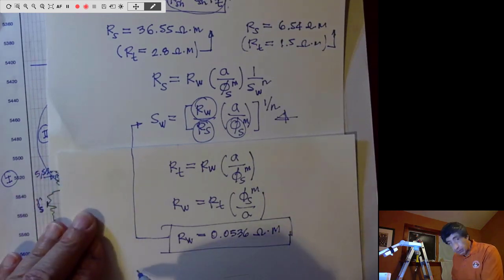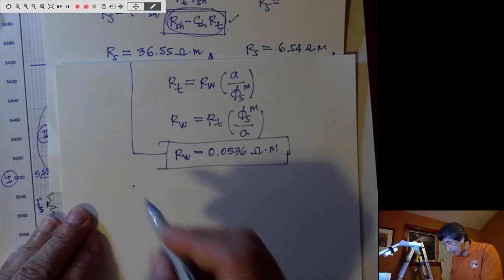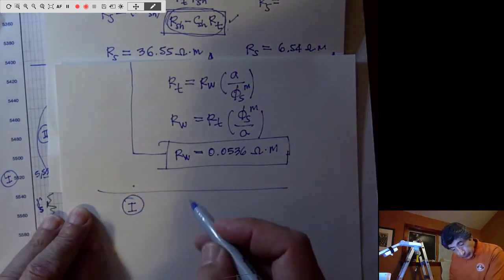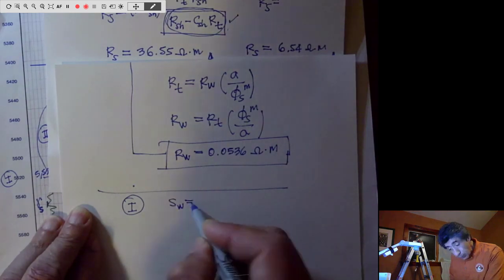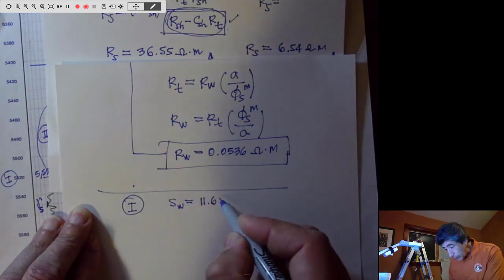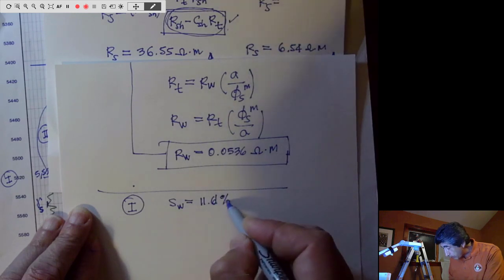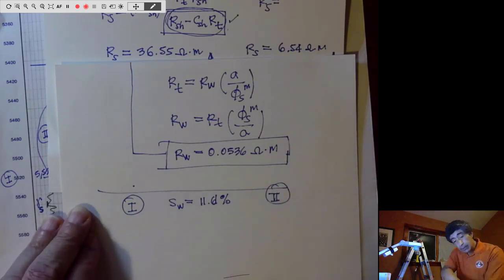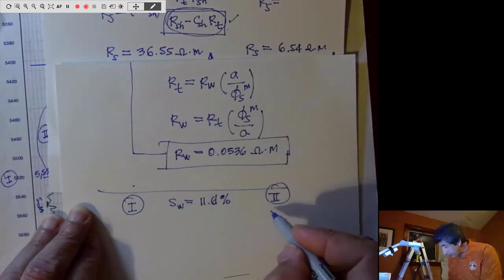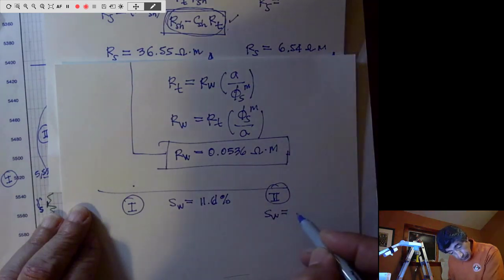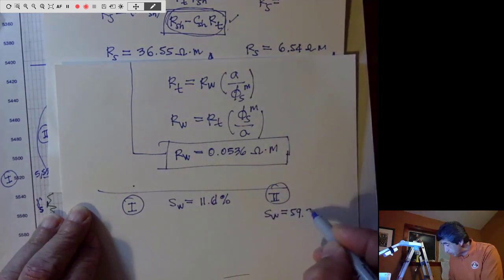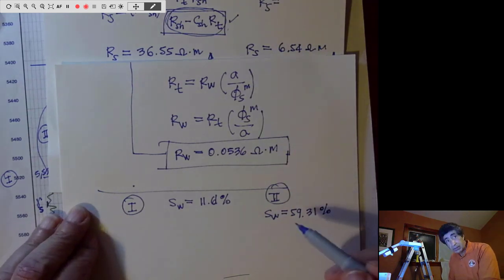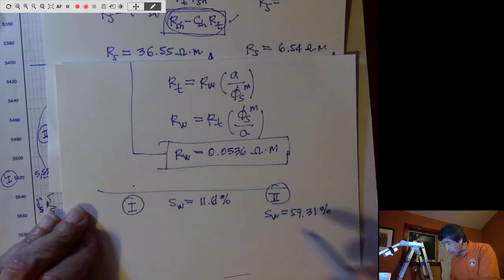And then if you do this analysis, what you're going to find out is in sandstone 1, you are going to get that SW equals 11.61%. And in sandstone 2, you are going to find out that SW equals 59.31%. Okay, so what does it mean? Well, it means that in this upper sandstone you have more water than hydrocarbon.